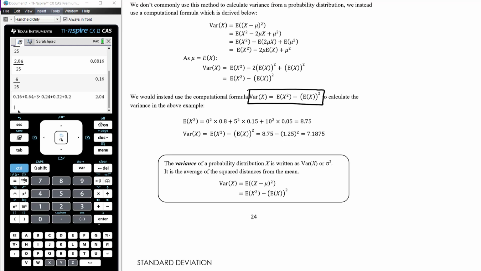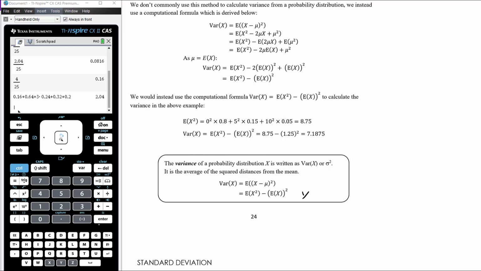x all squared. Okay, so expected value of x squared, we do that simply by squaring each of the x values and then multiplying by the probability. Okay, so instead of just doing the x value times the probability, we do the x value squared and then times it by the probability, and we get 8.75. And so it's 8.75 expected value of x squared minus the expected value of x, which we worked out at the top as 1.25, all squared. And we get 7.1875. So we verify that it does indeed give the same value as what our expected value of the squared distances from the mean gave.